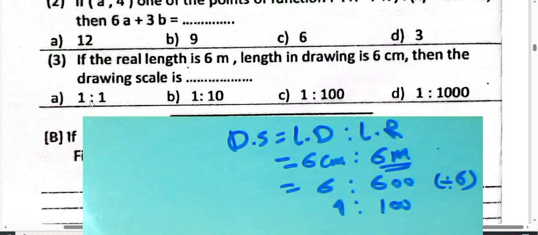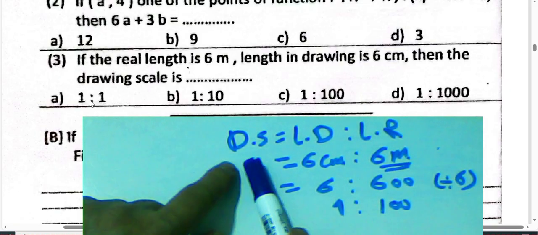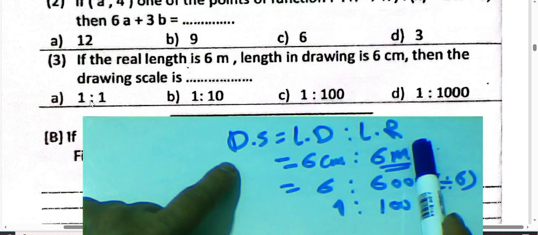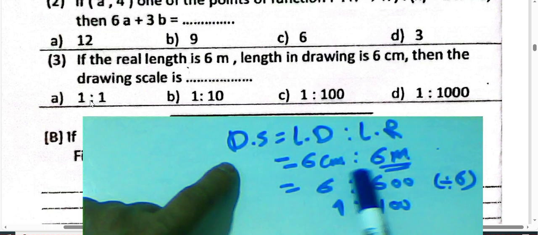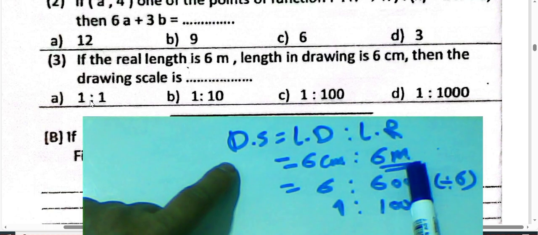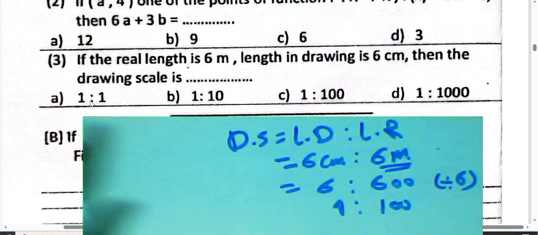Okay, this question is from grade 6. Do you remember it? Okay, understood. Again, the drawing scale equals the ratio between the length in the drawing and the length in reality. The length in the drawing is 6 centimeters and in reality is 6 meters. You can convert from meters to centimeters by multiplying by 100. Then 6 to 600, divided by 6, will be 1 to 100. So choose letter C.